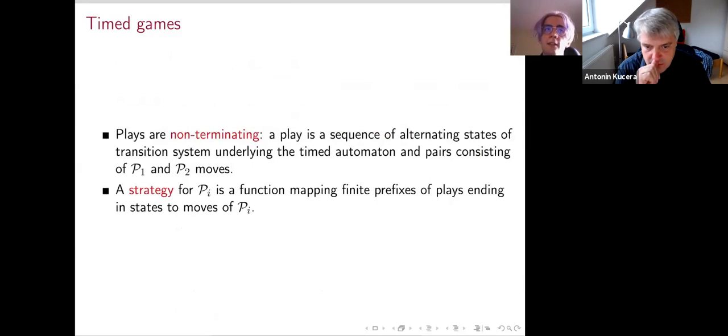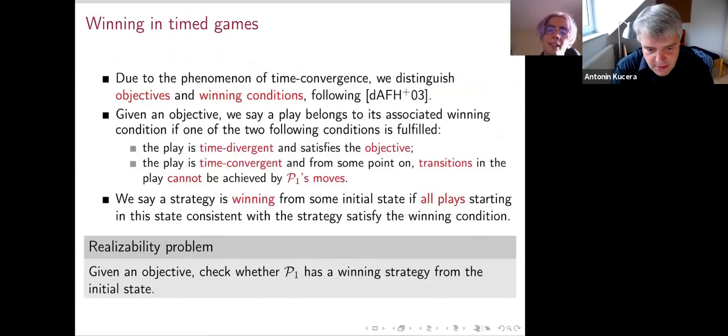The plays we consider here are non-terminating, so plays will be infinite sequences of states, then pairs of moves, one of player 2, one of player 1, and so on and so forth. And we will define a strategy as a function that maps a finite prefix of a play that ends in a state to a move of the player whose strategy it is.